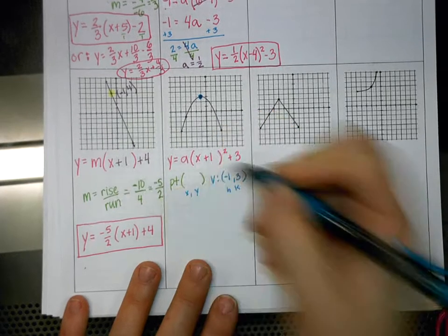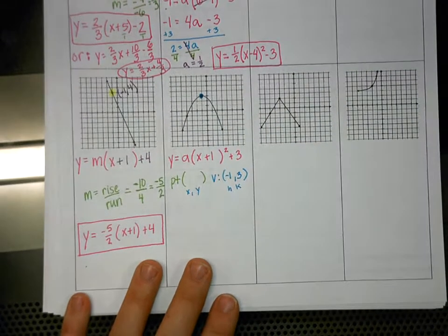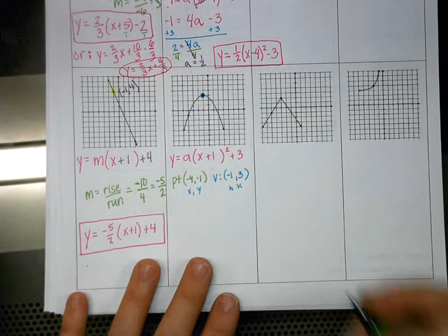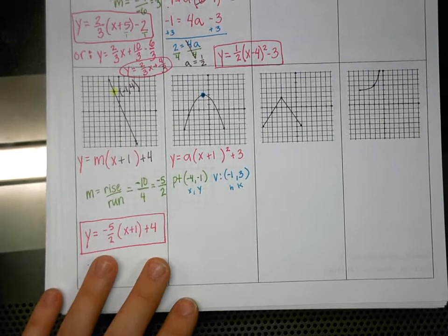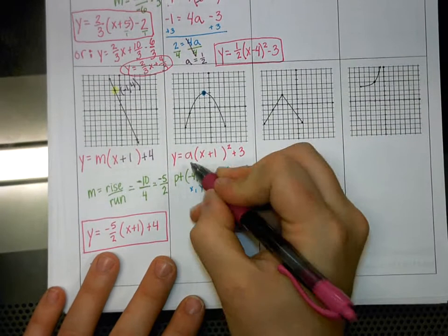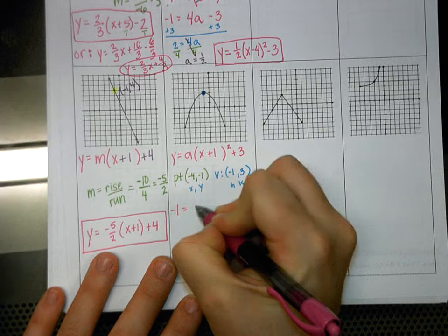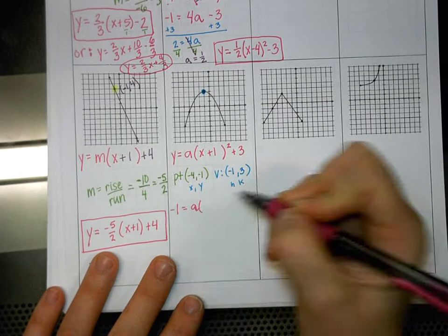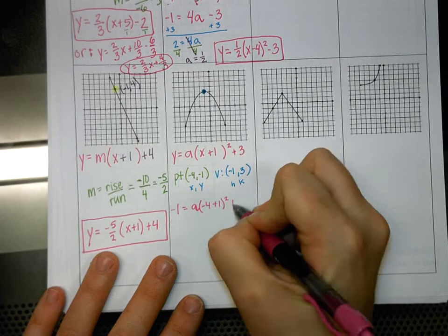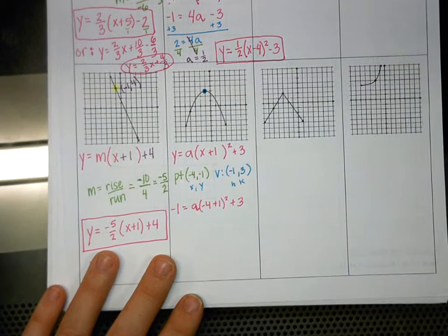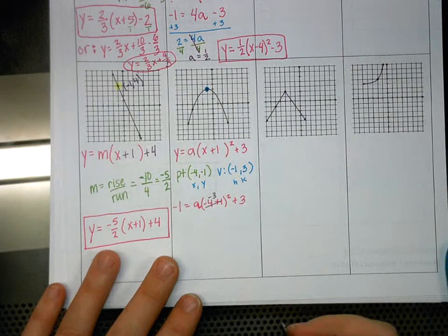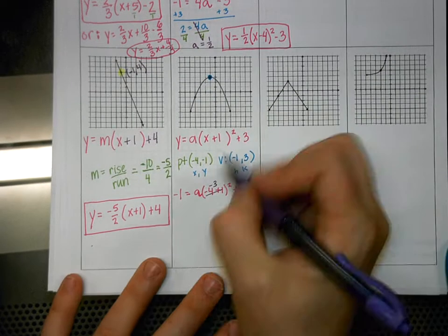My other point, what other point did it give me? Awesome, -4, -1. So I'm going to plug in that point for my x and y. So I have -1 equals a times (-4 plus 1) squared plus 3. -4 plus 1 is -3. What is -3 squared? 9.